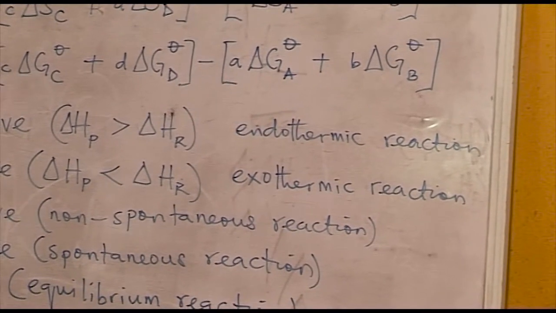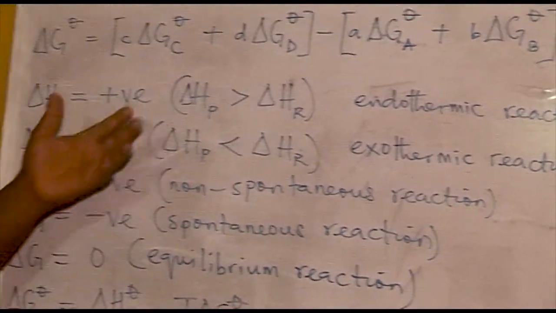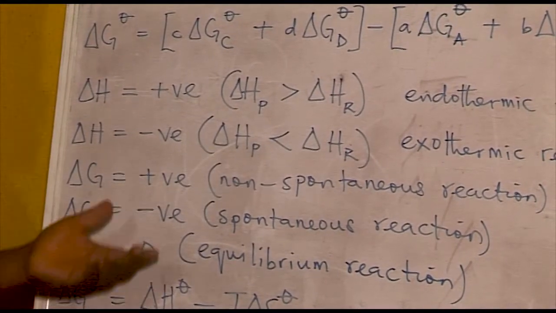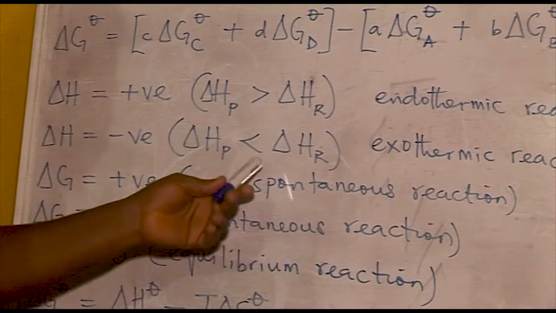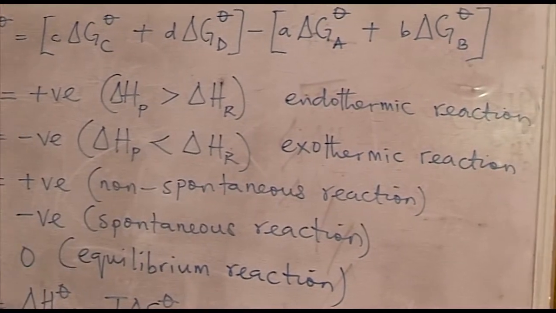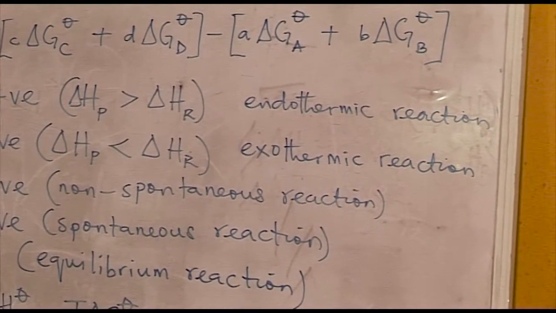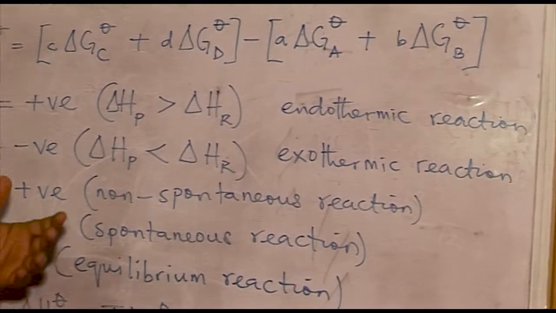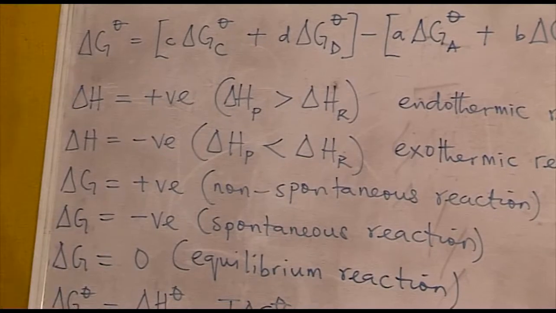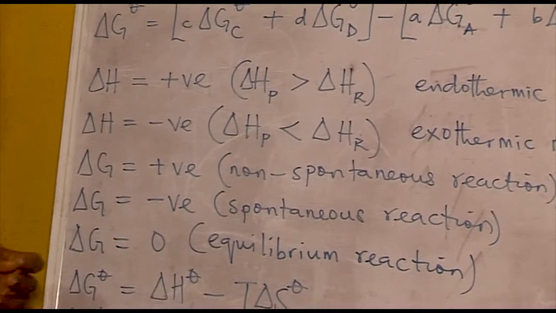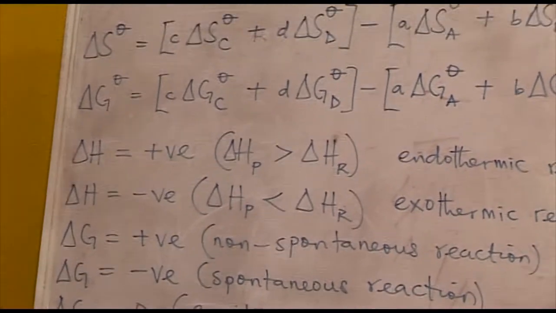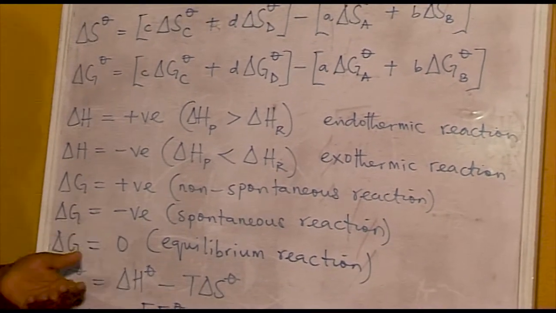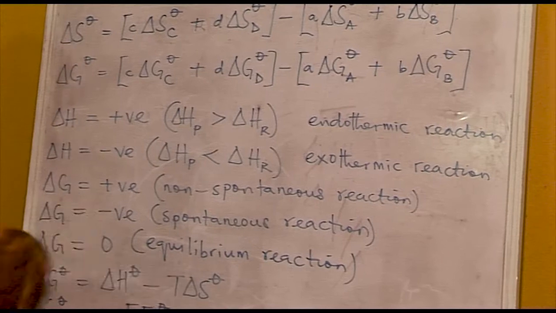Then it could be negative. In this case, the heat content of the product is less than that of the reactant. Then we call this type of reaction an exothermic reaction, that is, heat is given off to the environment. Then for the entropy, entropy is the degree of disorderliness of a system, while Gibbs free energy is what tells the predictability of a reaction, whether a reaction will proceed or not.